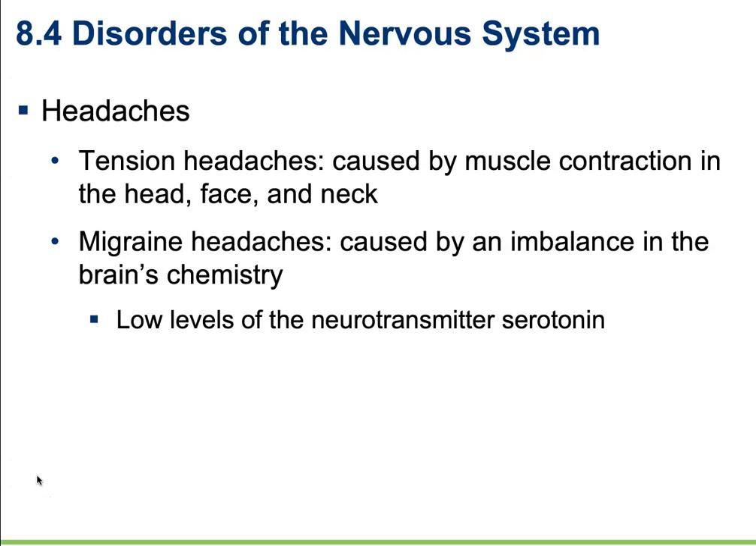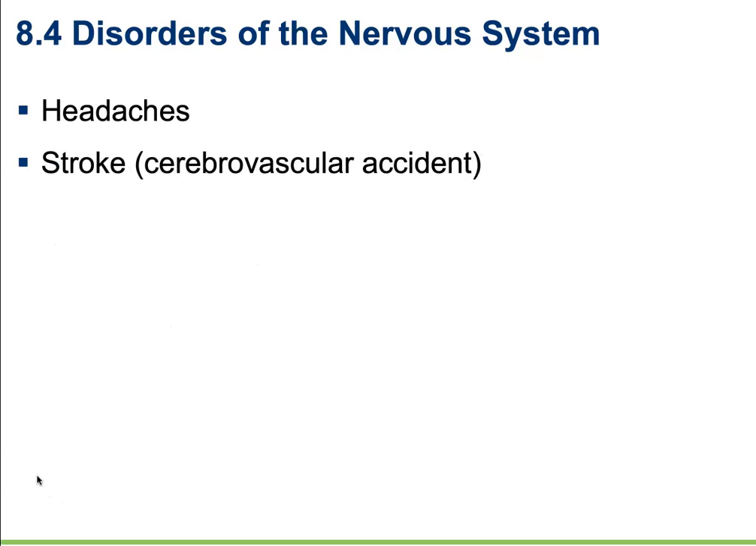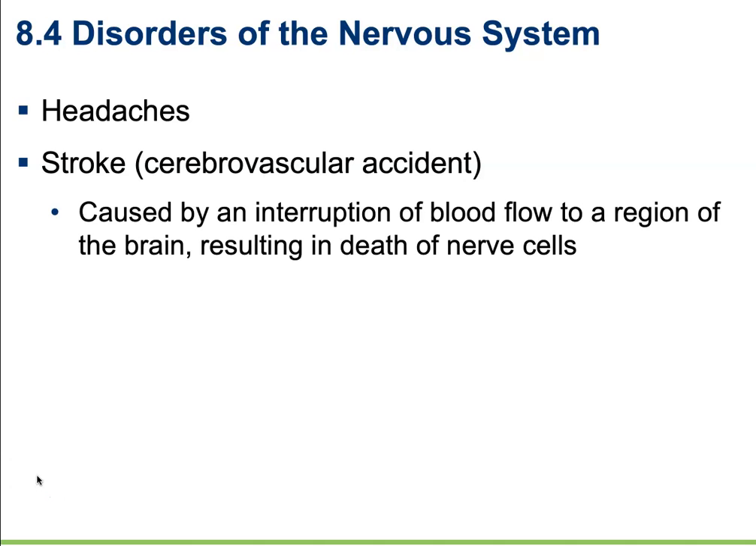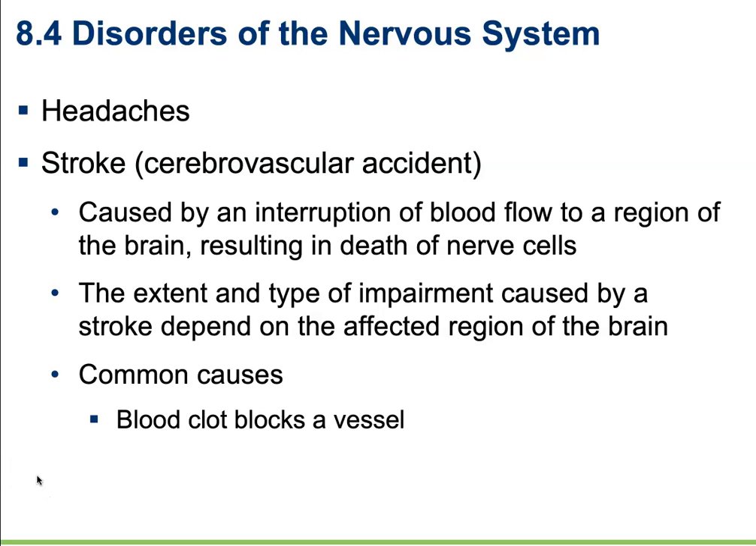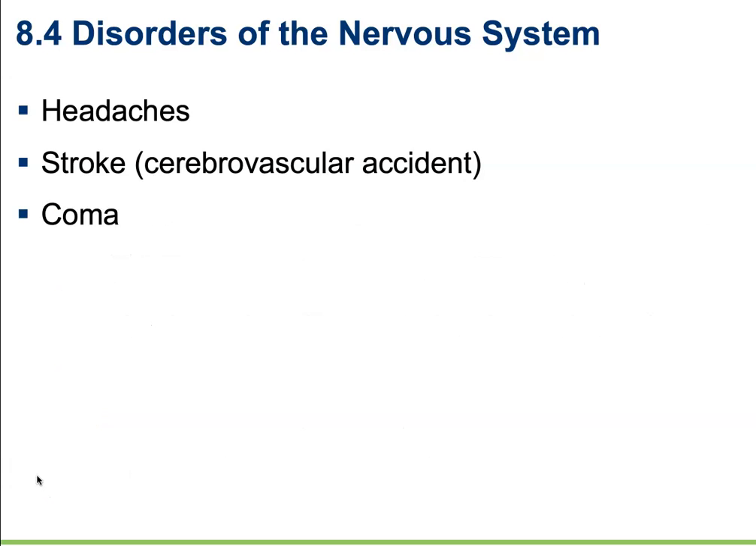neurotransmitter serotonin. Strokes are also known as a cerebral vascular accident. These are typically caused by an interruption of blood flow to a region of the brain, resulting in the death of nerve cells. The extent and type of impairment caused by a stroke depends on the affected region of the brain. Some of the more common causes of a stroke are going to be blood clots that block vessels or fatty deposits that block a vessel. So it's caused by an interruption in that blood flow by a blocked vessel.